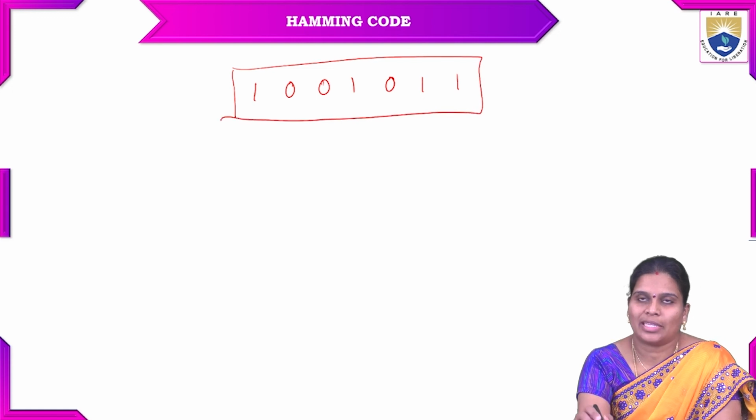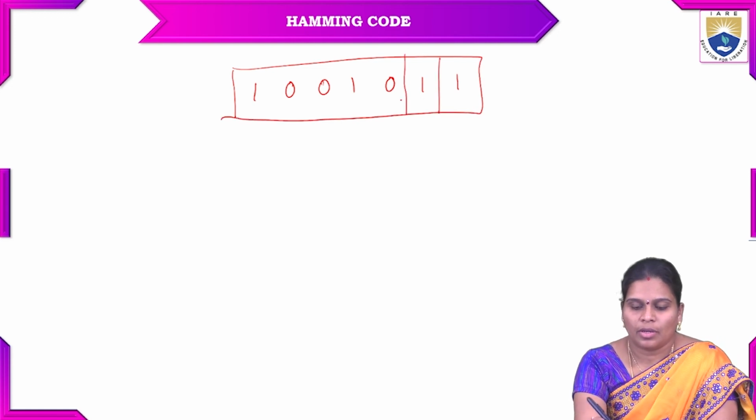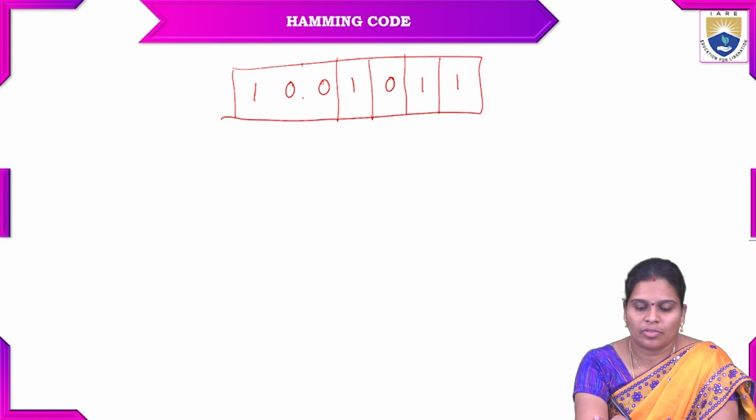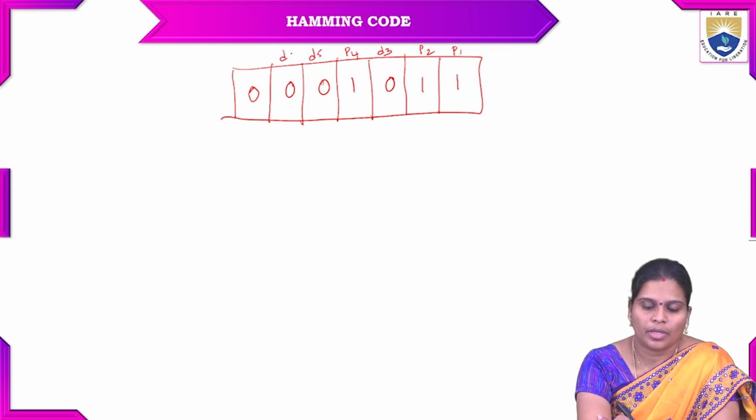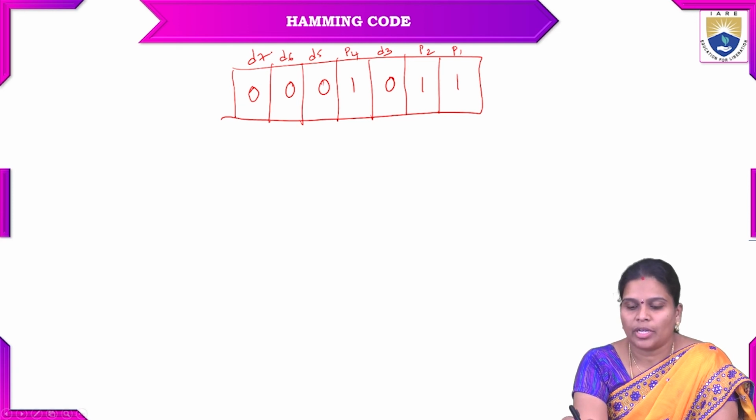Now I want to check whether the data the receiver receives is correct or not. So here I want to change this data to 0. P1, P2, D3, P4, D5, D6, D7. This is the even parity of the data. Now I want to check the data with C1. This is the error correcting code.